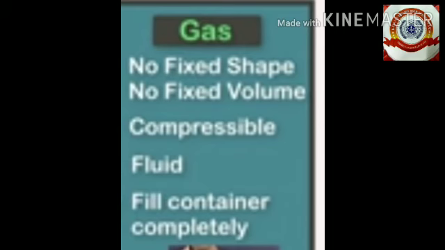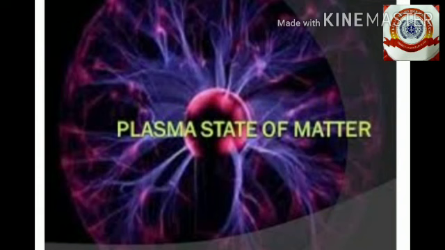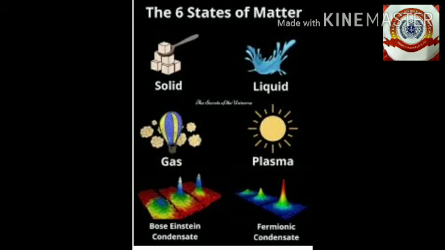For your information, matter is also found in states other than solid, liquid, and gas. The fourth state of matter is plasma. Matter is found in the plasma state in the central part of the sun and other stars. Plasma is a state of matter in which the particles exist in an ionized state at very high temperature.